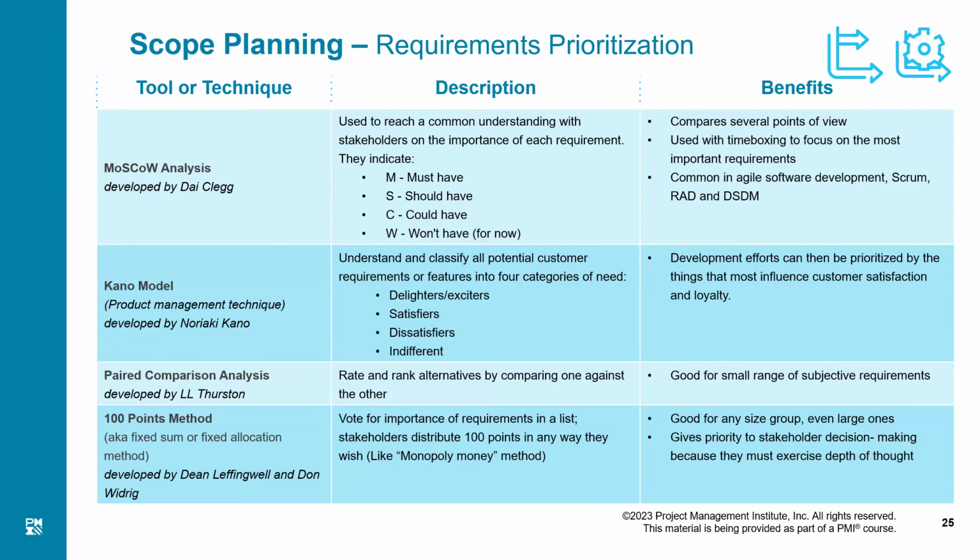M stands for must have requirements. S, should have requirements. C, could have requirements. And W, won't have requirements. So you have created a list of all the requirements, and out of them, you are trying to prioritize. The highest are must have: they are the highest priority and have to be done anyway. You can't skip them in any case. Out of 100 requirements, maybe 10 are must have. They have to be completed first.